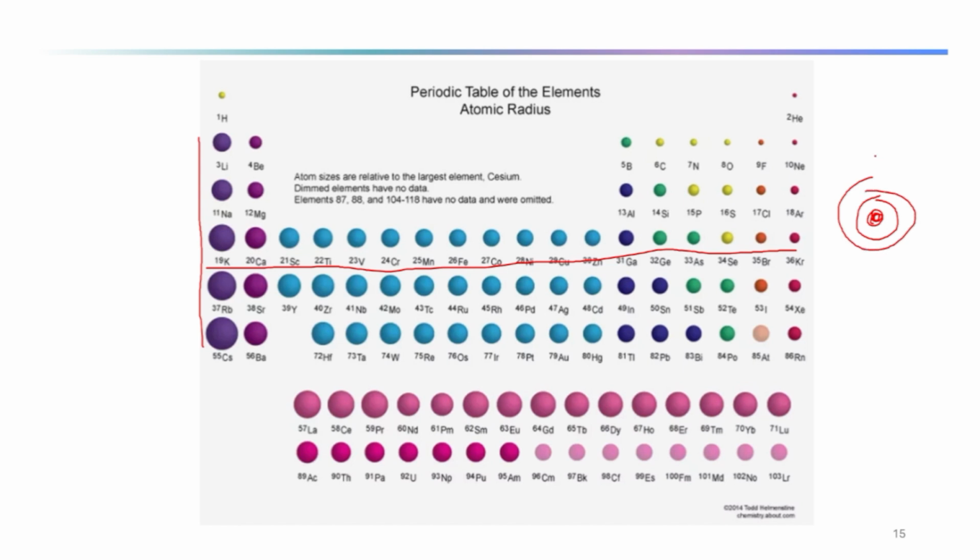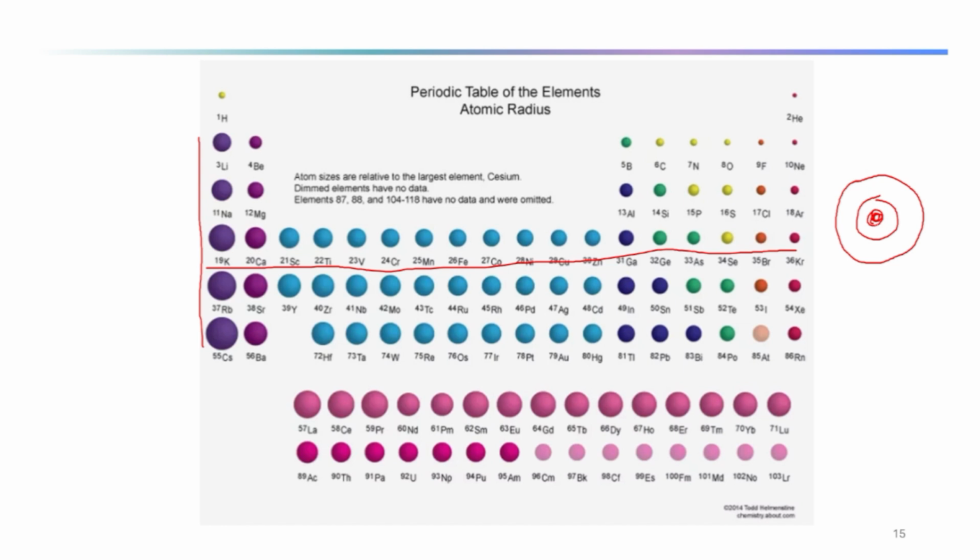Just sorry, I'll erase it. Just a second. So we have the nucleus, and then surrounding that we have electrons in different shells.